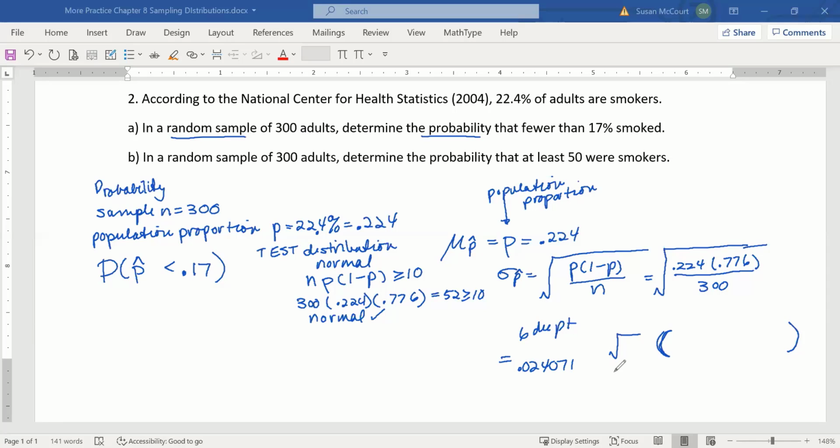If you're having trouble with the square root, I can definitely help you with that. I've had people show me their calculator on Zoom and I helped them out, so don't worry about that.